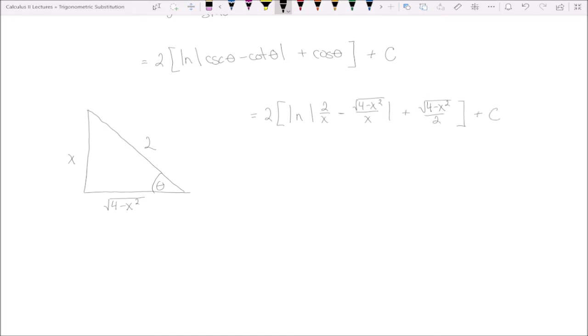Now it's just a matter of trying to simplify this. So let's go 2 times the natural log, absolute value, 2 minus the square root of 4 minus x squared all over x plus the square root of 4 minus x squared, plus our constant.